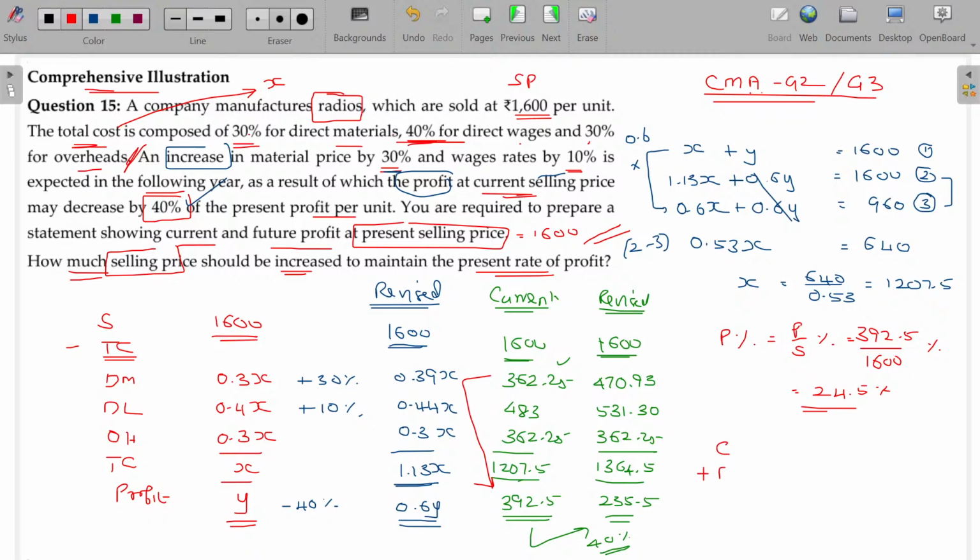Otherwise, I will do it this way. Cost, add the profit, then you get the sale price, the profit being 24.5 on sales. If sales is 100, profit should be 24.5 currently, so 75.5 will be the cost. This is the current scenario.